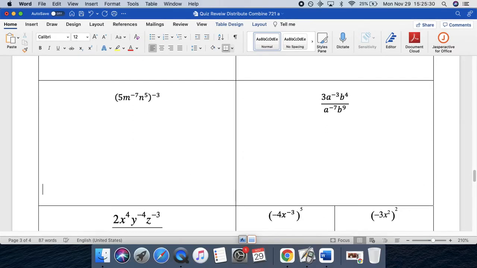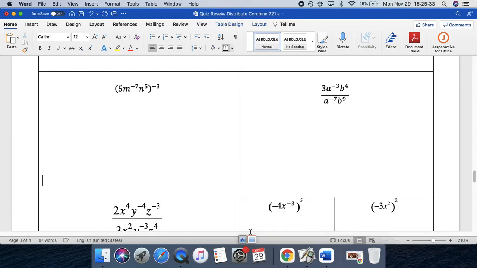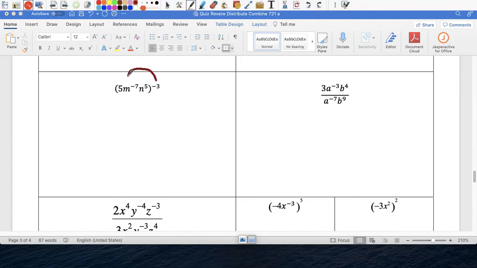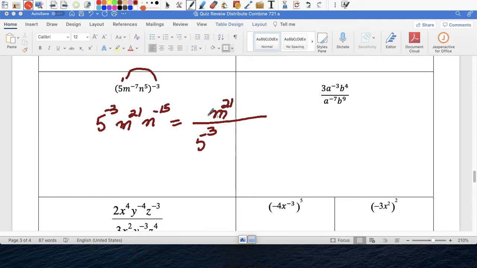All right, so we're moving on. Again, same thing here. I want you to be really careful. There's a 1 here, so that gives me 5 to the negative third, m to the positive 21, and n to the negative 15. You're not going to leave this like this because it has negative exponents. So 5 to the negative third is going to come down here. m^21 is a positive exponent, so no changes. And n to the negative 15 comes down here. We can change 5 cubed to 125, but everything else we can write where it is. And it should be your answer.